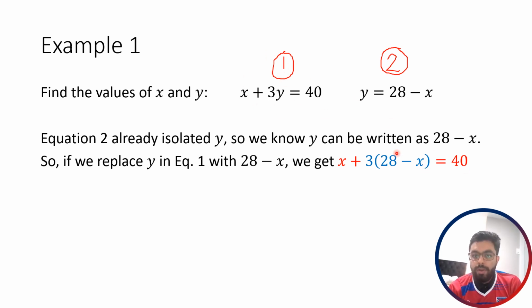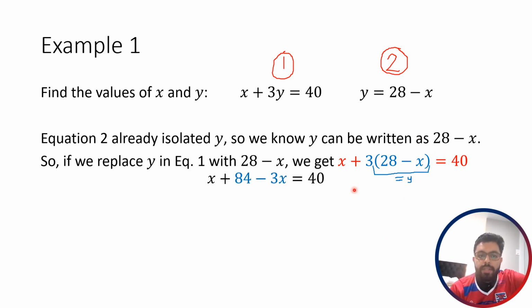That's from equation 1, but the stuff in blue right here, actually not the entire thing in blue, but everything except the 3, is just what we said is equal to y from equation 2, right? So that's where we got that. Now, if we go through solving that, we get x plus 84 minus 3x equals 40.